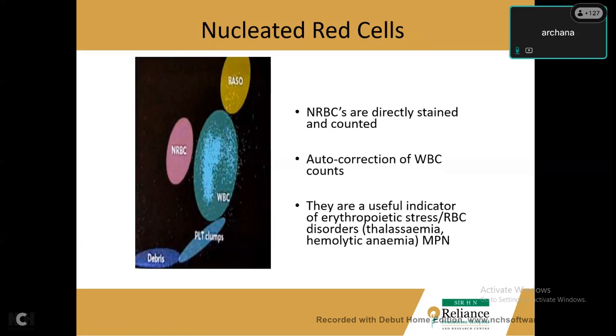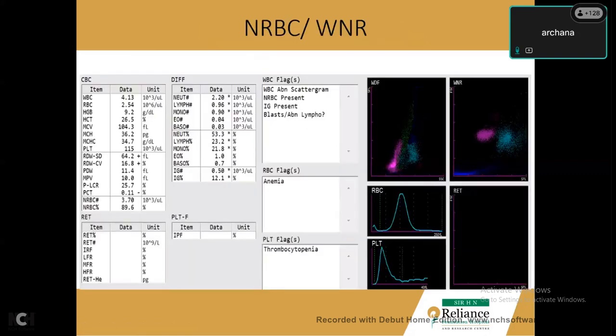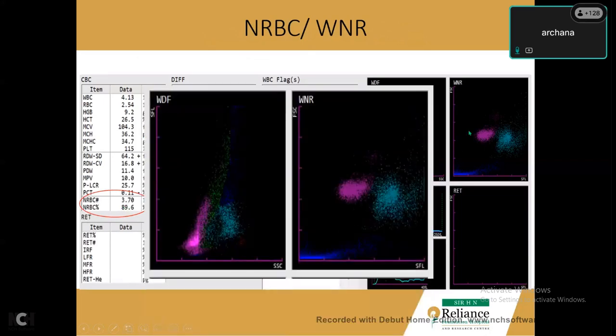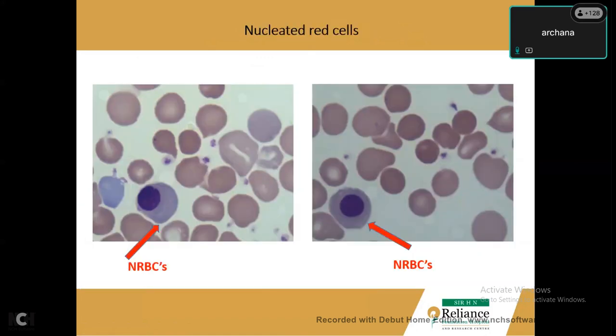And why are NRBCs important? They are a useful indicator for erythropoietic stress or RBC disorders like thalassemia. Where are they evident? As you can see, NRBCs are present. If you look at the counts, they're almost 89% on an absolute of 3.7. And just to highlight, this is what they look like on the WNR scatter plot. This is how they look in the peripheral smear for some of you who may not have seen so many cases.